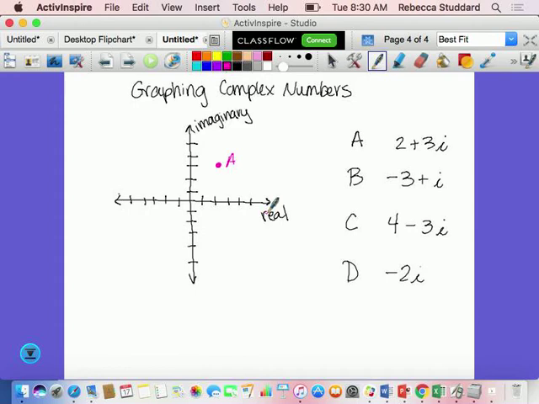So B, negative 3 plus i. We'll go to negative 3 on the real axis and positive 1 on the imaginary axis. Where they meet, that's our B. See if you can do C and D.